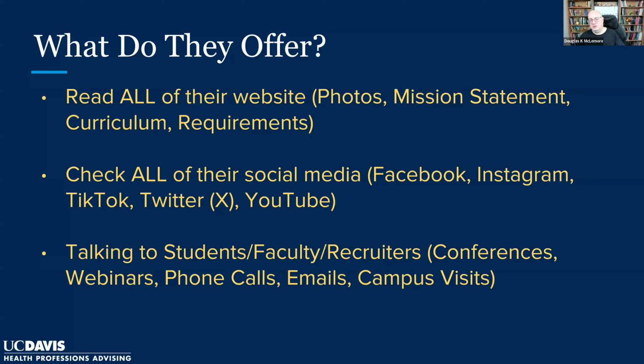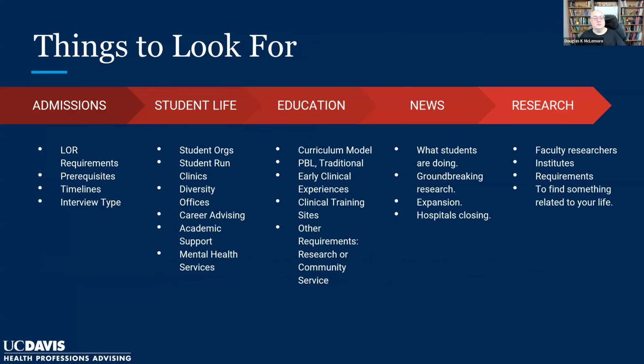That's beyond the actual application process of building a school list, but it's important. So these are just some of the things to think about. Student organizations, why does that matter?